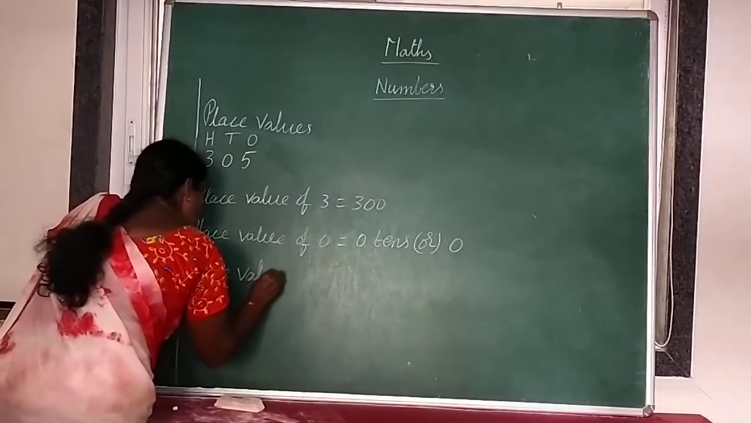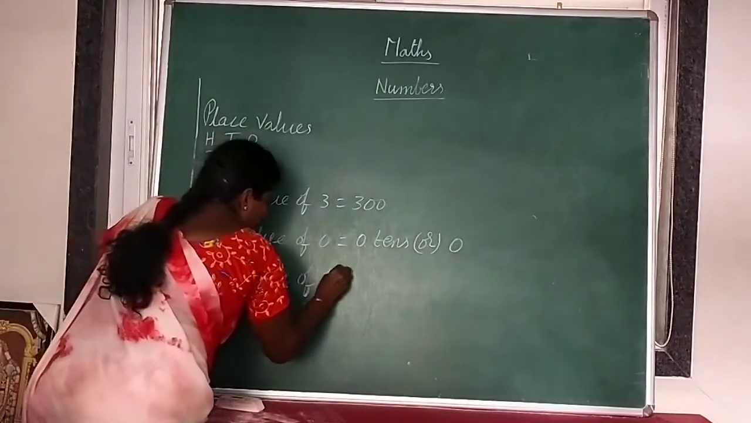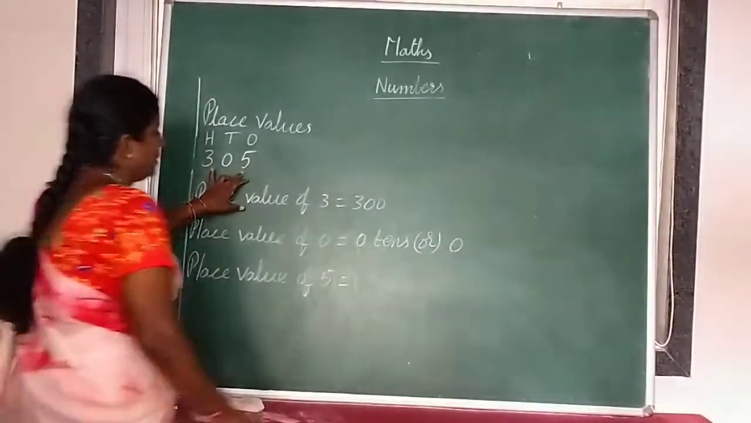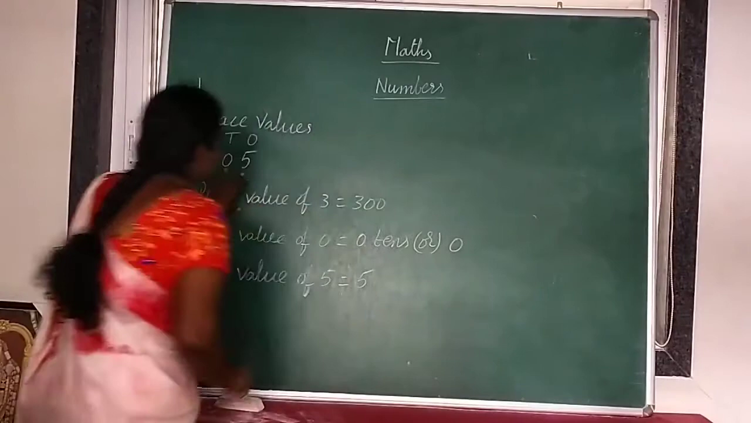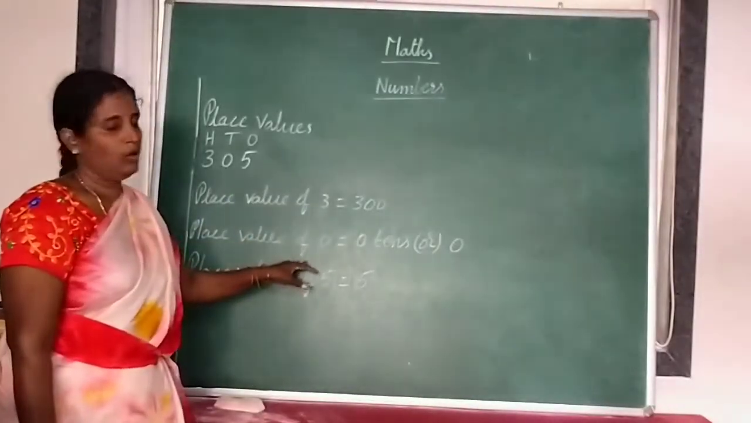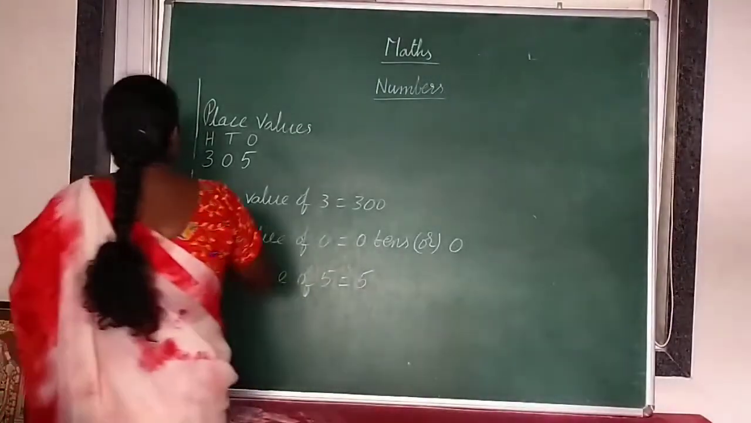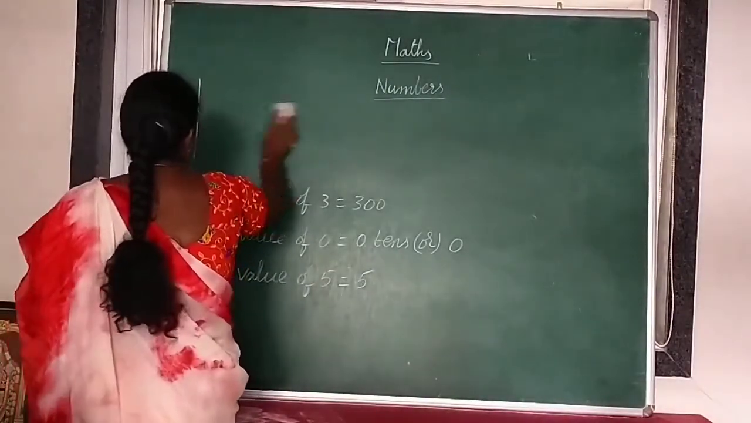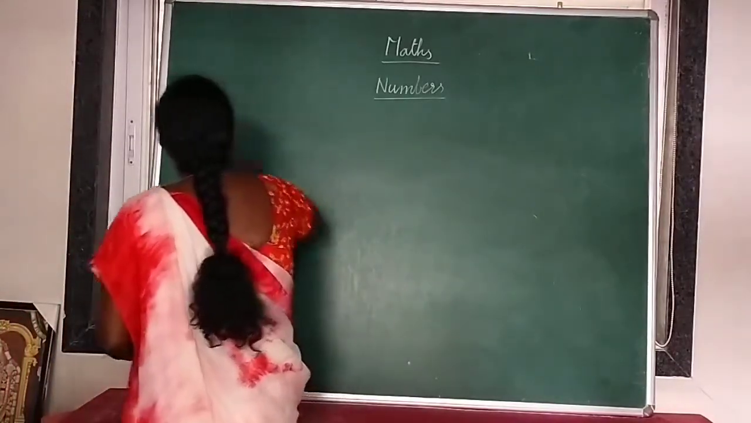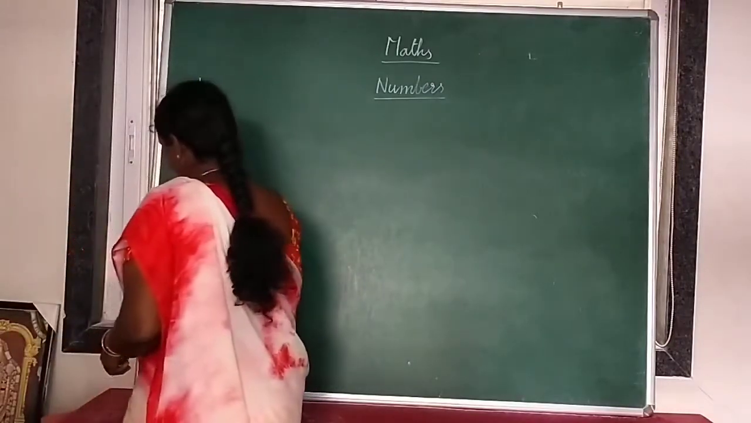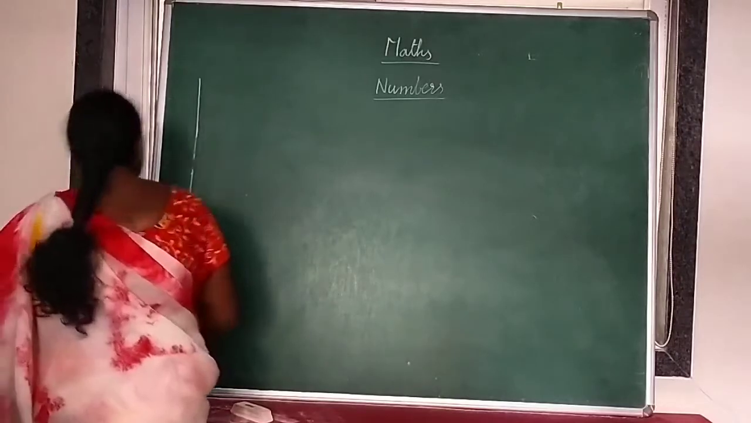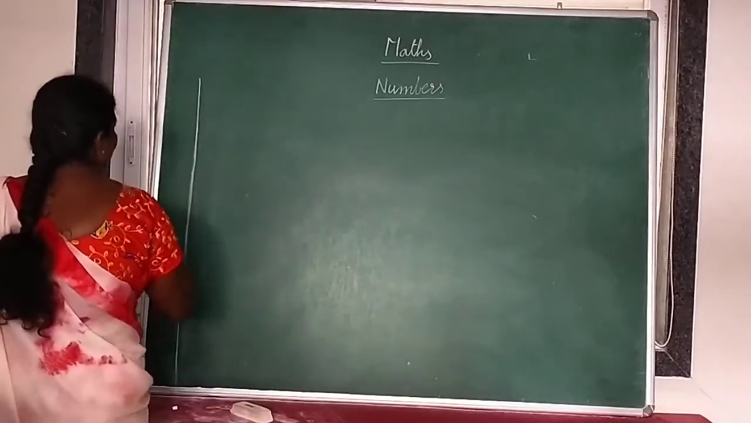What is the place value of 5? Place value of 5 is 5 in which place? Ones place. So place value of 5 is 5. Everybody understood these place values? Okay. Now we are going to expanded forms. Do you know expanded form? Yes. Expanded form.